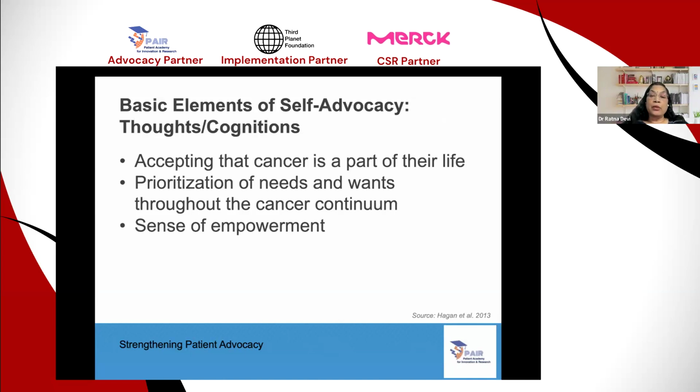Instead of that, if you are able to accept that there is cancer and that it is going to stay with you and you have to manage it, you then become an active participant in your journey with cancer, and you're able to prioritize your needs and wants throughout the cancer continuum. Depending upon what the journey of that cancer would be and how it would progress, you would be able to anticipate what you would need as the cancer moves forward, and you're able to then adjust your life around those needs. This leads to a sense of empowerment because you're more in control. You know what to expect when and how to overcome whatever demands are there.